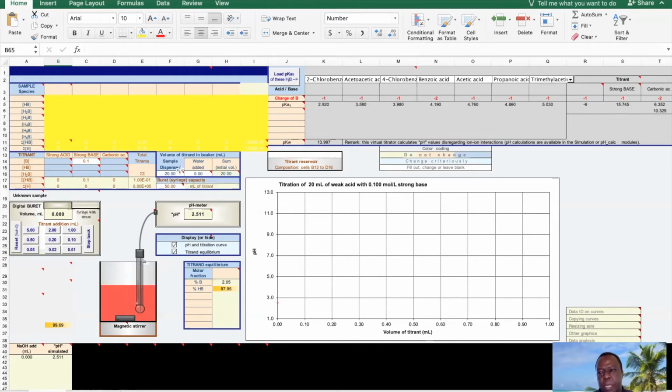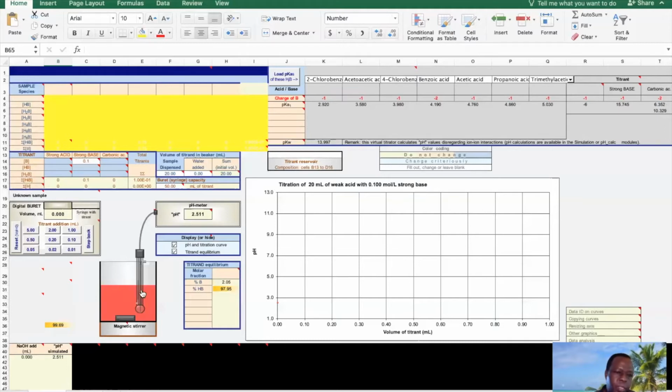So at the outset, these are the drop down menu here. These are the acids you will have to see if what we are working with is 2-chlorobenzoic acid or acetoacetic acid or 4-chlorobenzoic acid or benzoic acid, based on their Ka value. One of them should give you the positive test for which acid we are titrating. This is the weak acid.